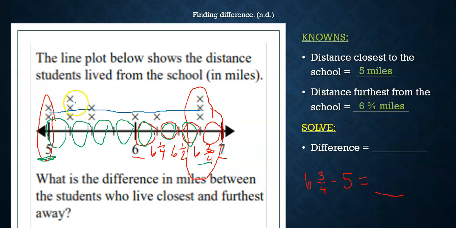So essentially I'm just counting this blue line because our line plot started at 5. So how many spaces is that? I counted that I had 7 spaces. Well, 4 spaces makes a whole. And then I have 3 spaces, which is in 4, so I have 3/4. So my answer is 1 3/4 of a mile is the distance between those who live closest and those who live furthest away. So once again, if I had just done it straight with my fractions, I could have said 6 minus 5 is 1, and then I'm left with the remaining fraction, which is 3/4.